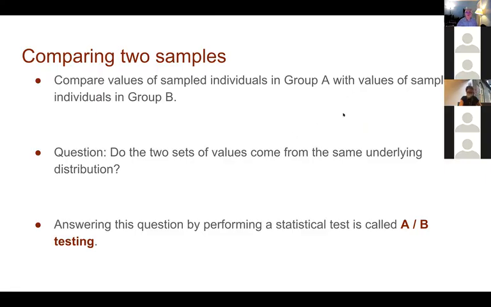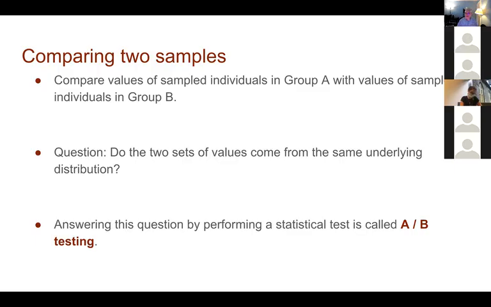So if we have a bunch of sampled individuals from group A, and we have a bunch of individuals in group B, we've got a bunch of data from group A, a bunch of samples from group B, and we want to ask ourselves, do the values from group A and the values of group B come from the same underlying distribution?